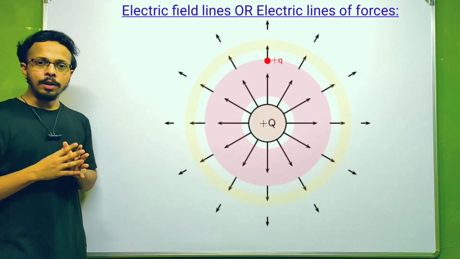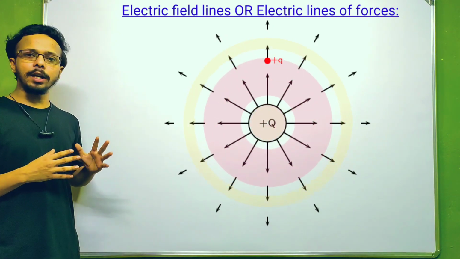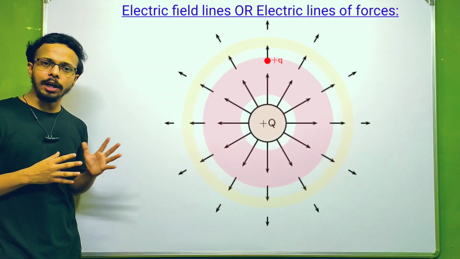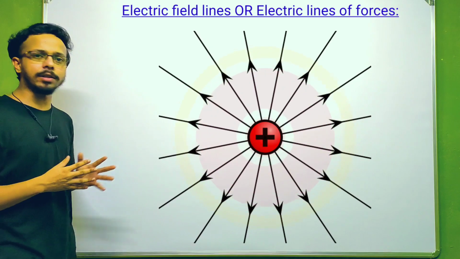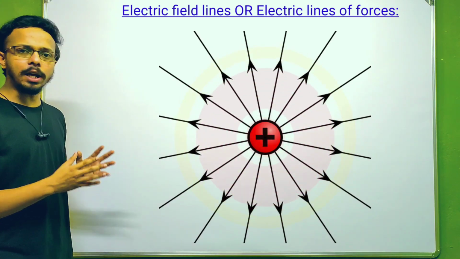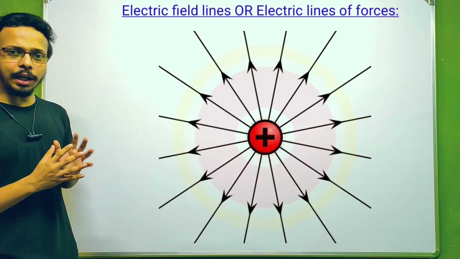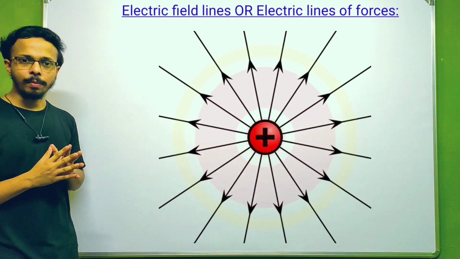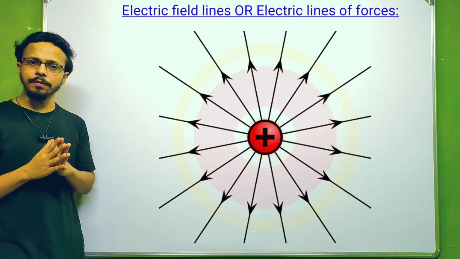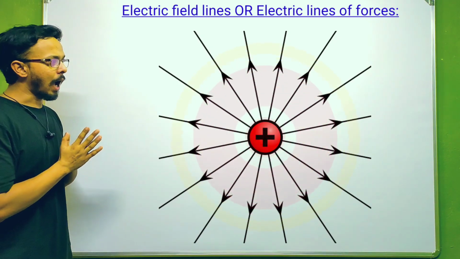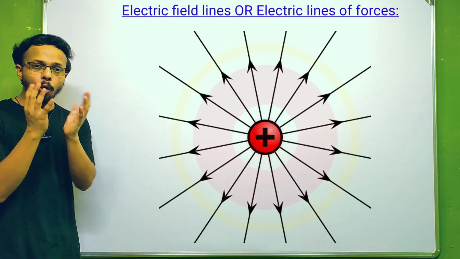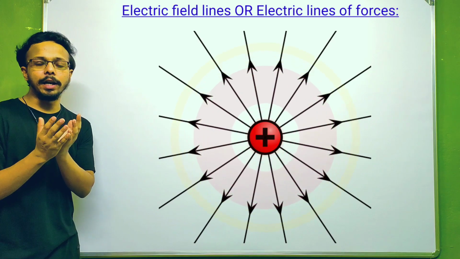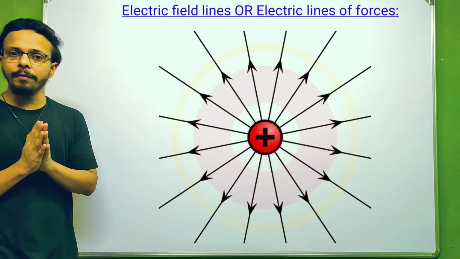So instead of using this method of drawing the electric field lines, we can use the simplest way of drawing the electric field lines like this. So surrounding a positive charge, the electric field lines you can draw like this. Here the arrow indicates the direction of the electric field, okay, and here the crowding of the electric field lines indicates the strength of the electric field.